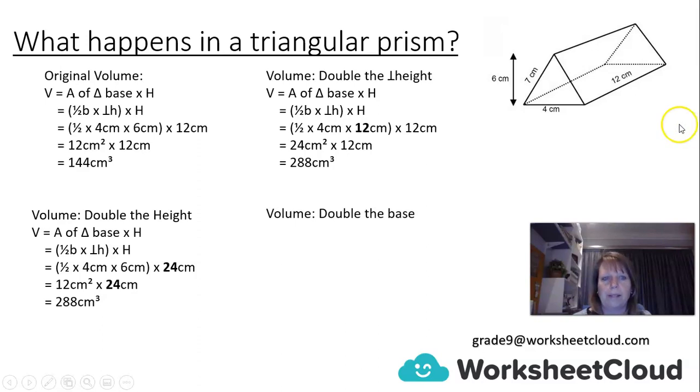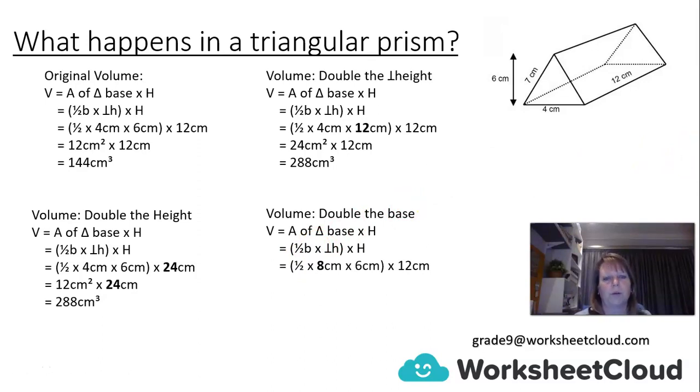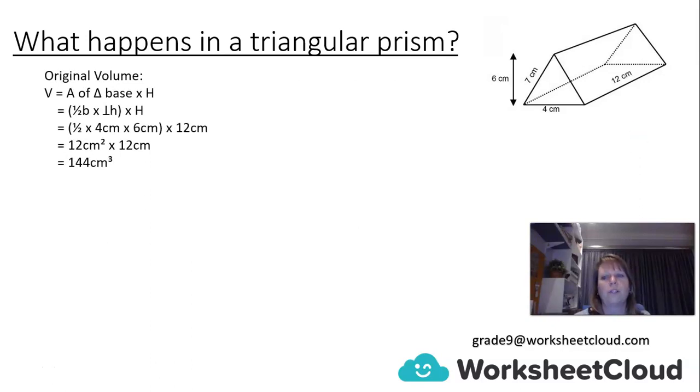Now we're going to double the base. There's the base there, it's 4 centimeters. So we get area of triangular base times height. We've got half base times perpendicular height, and we are going to double this base. So it's going to be half of 8 times 6 times 12. Everybody understand that? We've doubled that base. So half times 8 is 4, 4 times 6 is 24, 24 times 12 is going to give me again 288 centimeters cubed.